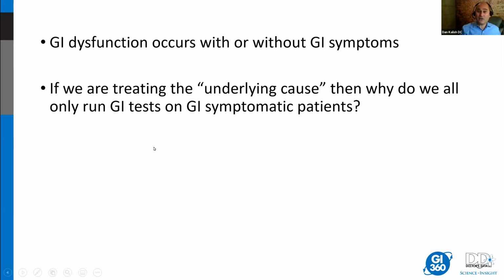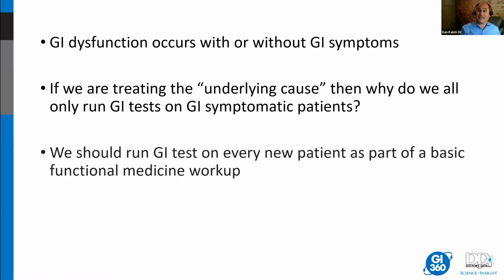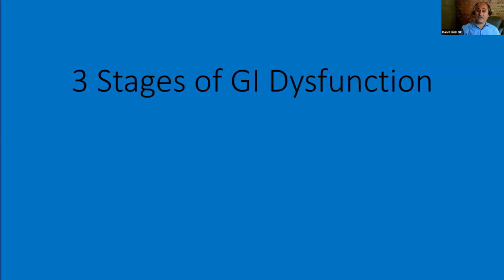So if we're really treating underlying causes, don't just run GI tests on GI symptomatic patients. That throws you into symptomatic treatment. And what we're trying to do is elevate the conversation so that we're doing treatments oriented around underlying cause. So basically you need to test every new patient with a GI, right?